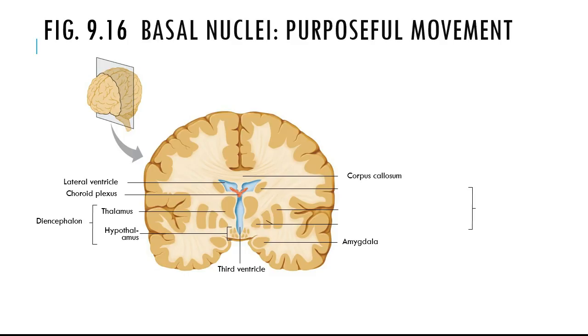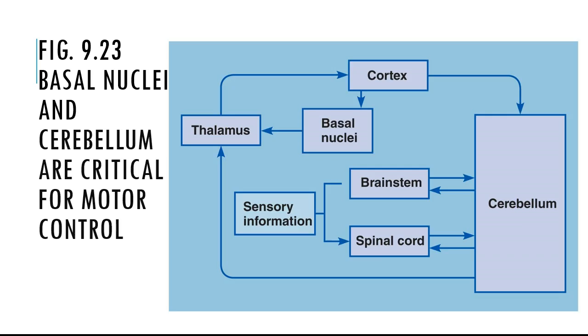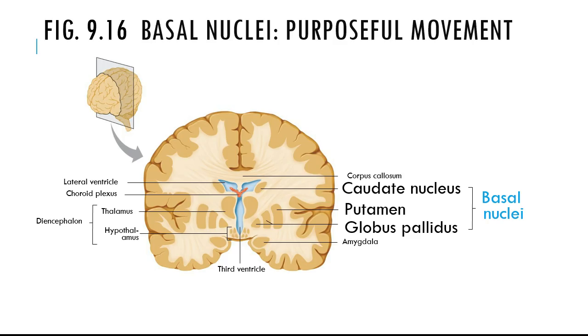Some important structures within the diencephalon area are called the basal nuclei. The basal nuclei are kind of at the bottom of the brain. Bottom's not a good word. Basal is the better term to describe that. But within the core of the brain is a region called the basal nuclei, right around your thalamus area, and these areas are highlighted in here.